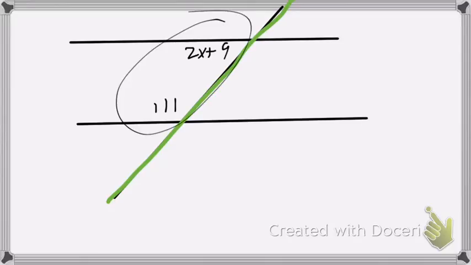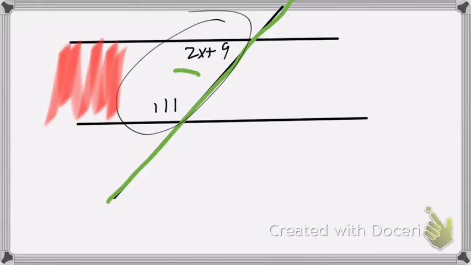I go through corresponding, alternate interior, same side interior, and alternate exterior. My interior is right here, and they are on the same side of the transversal, so they're going to be same side interior. Looking back, same side interior angles are supplementary. That means their sum is 180 degrees: 2x plus 9 plus 111 equals 180.